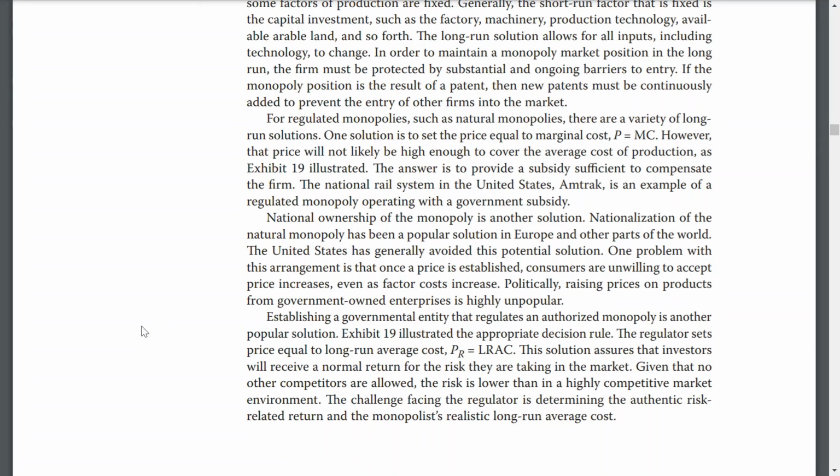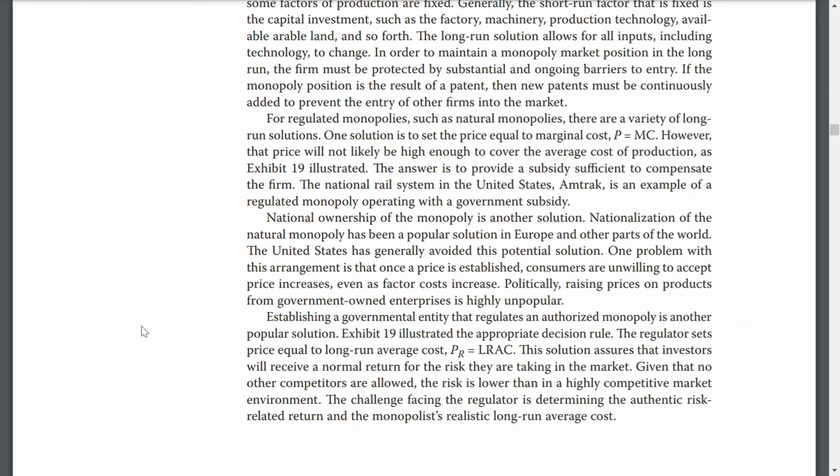The national rail system in the United States, Amtrak, is an example of a regulated monopoly operating with a government subsidy. National ownership of the monopoly is another solution. Nationalization of the natural monopoly has been a popular solution in Europe and other parts of the world. The United States has generally avoided this potential solution.